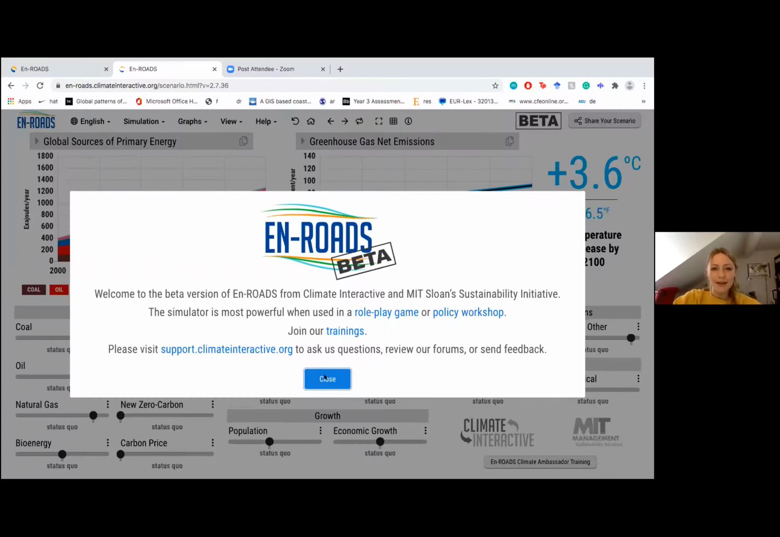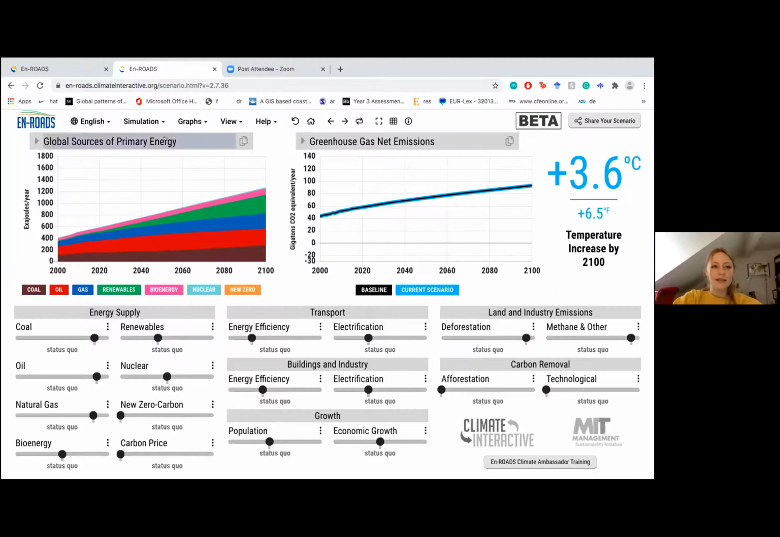So this is it here. What we have on this side is global sources of primary energy, so this is where we're headed now. We'd have this much coal, this much oil, this much gas, this many renewables, that kind of thing. Then this one is showing the net emissions between 2000 and 2100, and this over here is showing the predicted temperature increase by 2100.